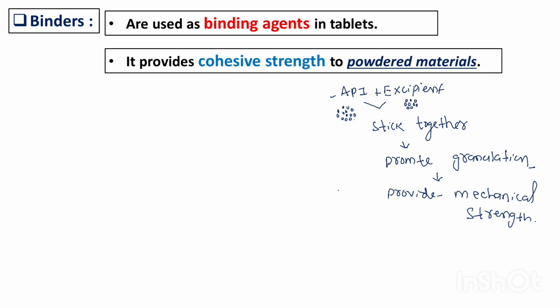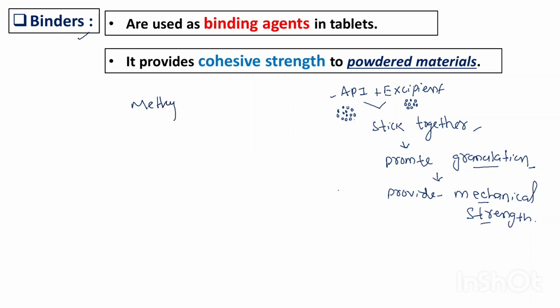For this sticking nature, we use the binders, so it will provide cohesive strength between these powder materials, and which will promote the granulation process. Better granulation gives better mechanical strength to the final tablet, right? So here are some examples of the binders. So what are the examples?